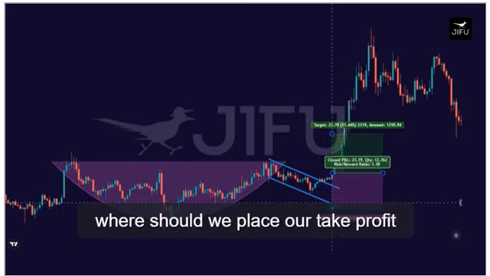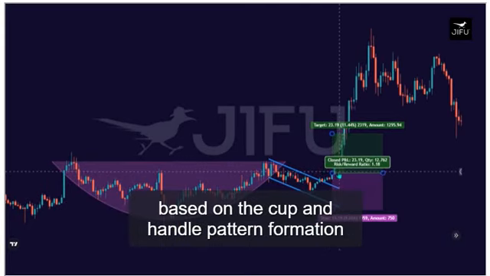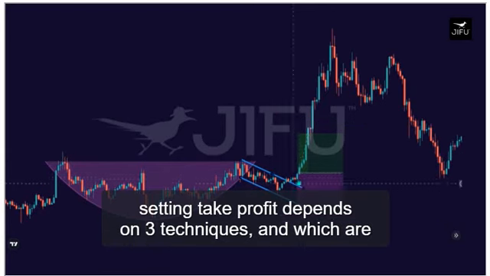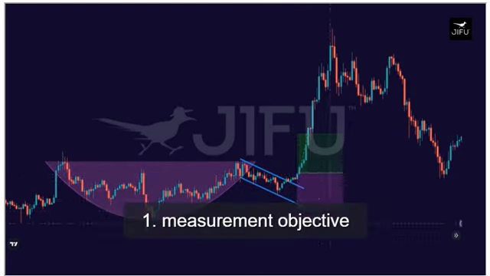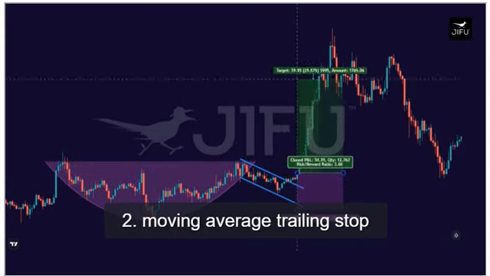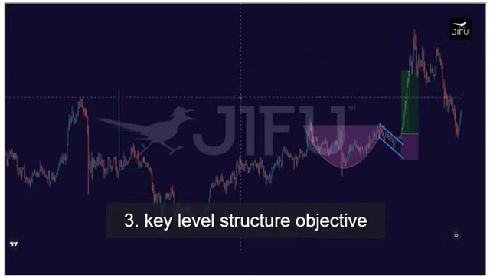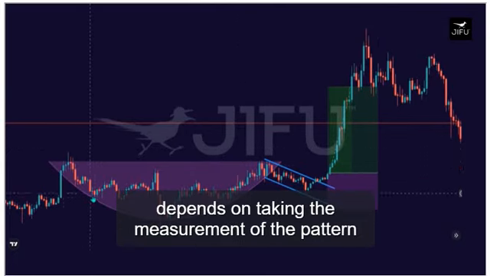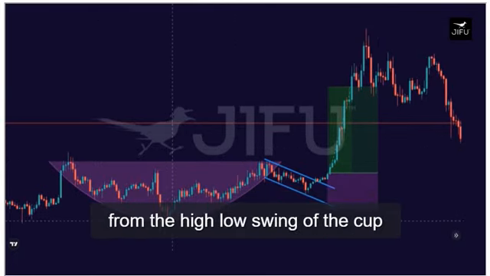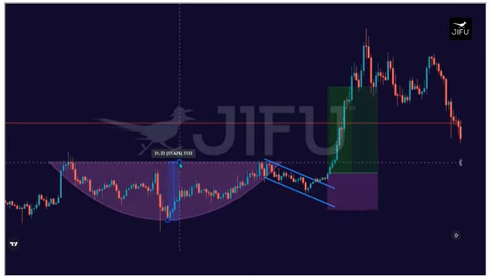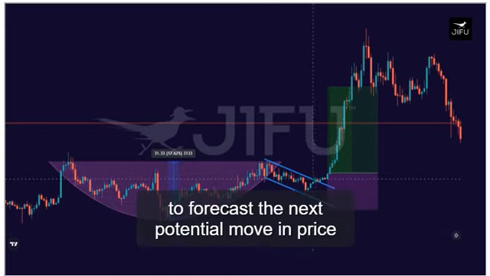Where should we place our take profit based on the cup and handle pattern formation? Setting take profit depends on three techniques, and which are: Number 1. Measurement objective. Number 2. Moving average trailing stop. Number 3. Key level structure objective. The measurement objective depends on taking the measurement of the pattern from the high-low swing of the cup to the brim of the cup, which is the resistance level. Then, extend this measurement to forecast the next potential move in price.